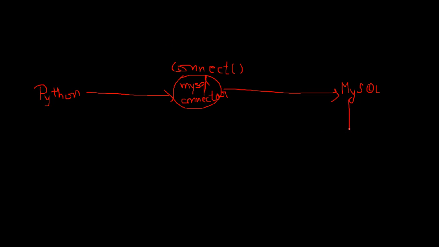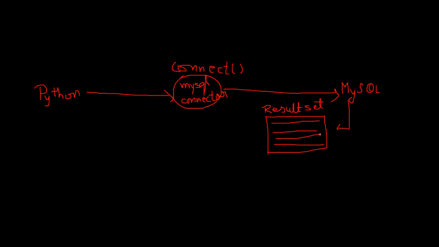MySQL will store all the records in a container called the result set. When MySQL processes the query sent by the user, the result of that query gets stored in the container called the result set. This result set contains all the records of the employees.